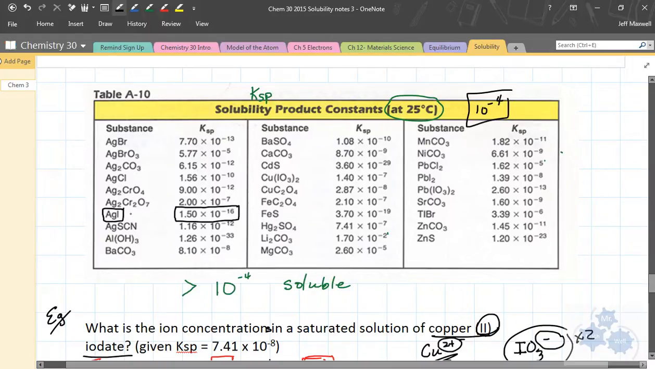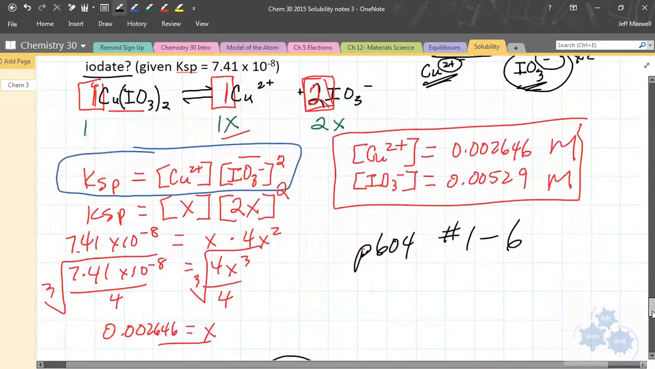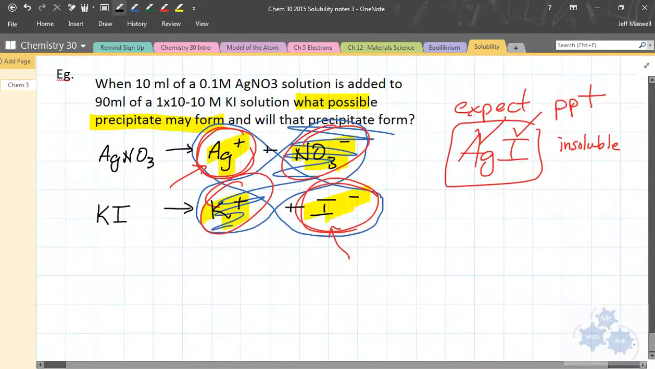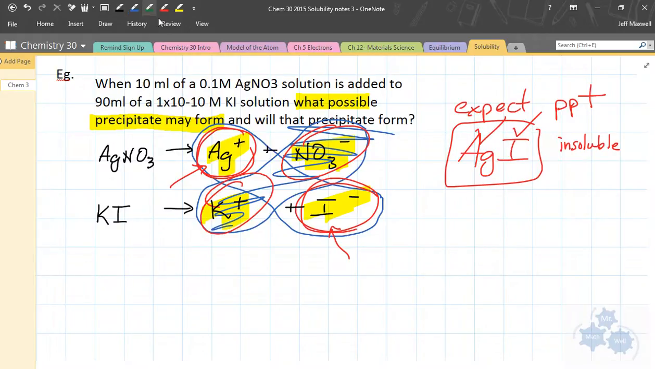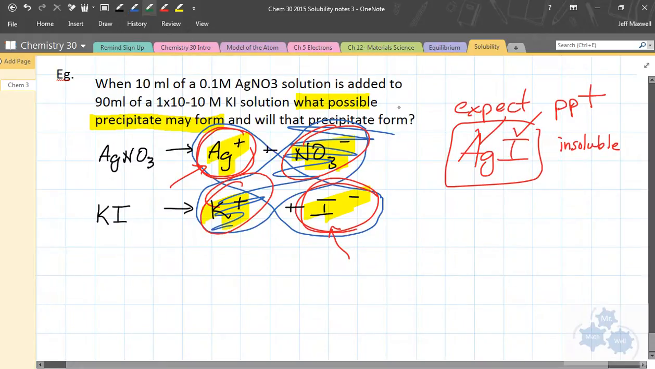So AgI has a very low KSP, which means that the product of the concentrations of Ag and I doesn't have to be a very large product before solid will form. Okay? So any product above this, solid will form. So chances are we're going to have more than that. Now, the next step then is to say, okay, will this precipitate form? That's the next question. Will this form?